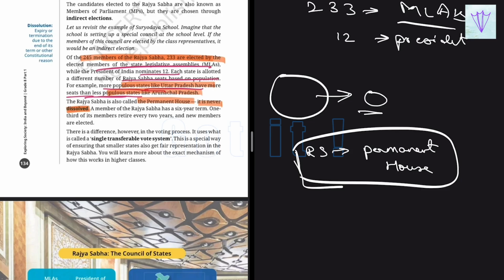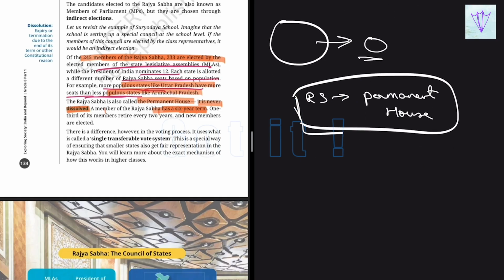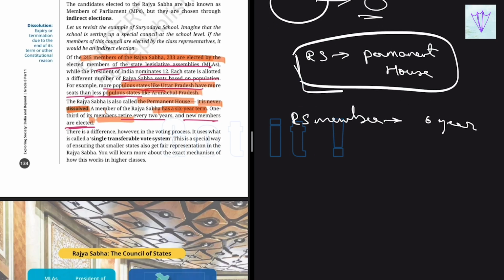And a member of the Rajya Sabha has a 6-year term. So it is important to remember that a member of the Rajya Sabha, that is a member of parliament, will have a 6-year term, and 1/3 of its members retire every 2 years and new members are elected. So every 2 years, 1/3 of the members will be replaced and new members will be elected. So that is how the framework of Rajya Sabha works.